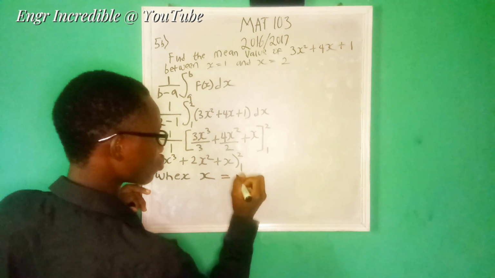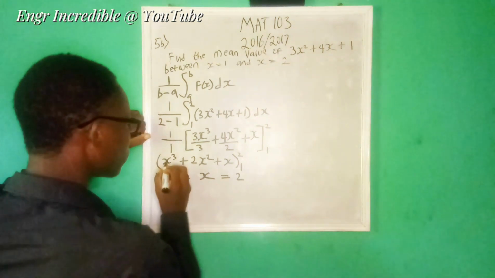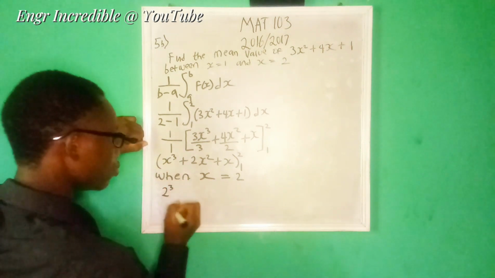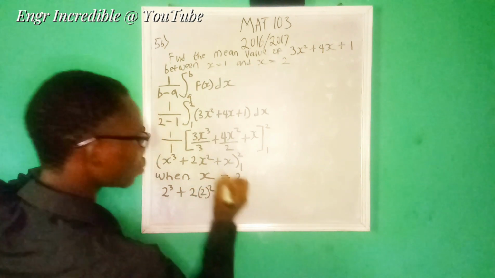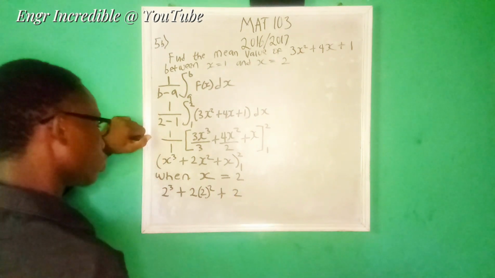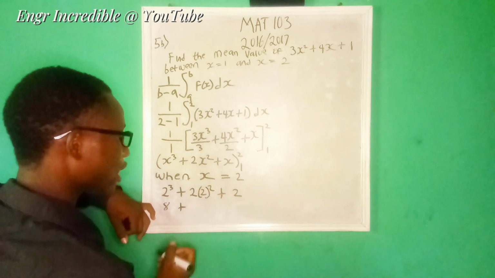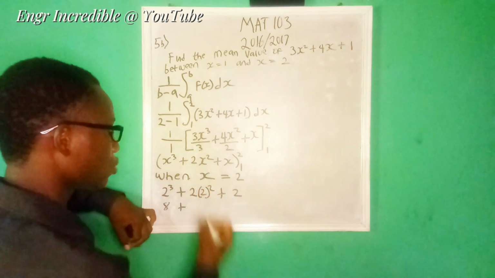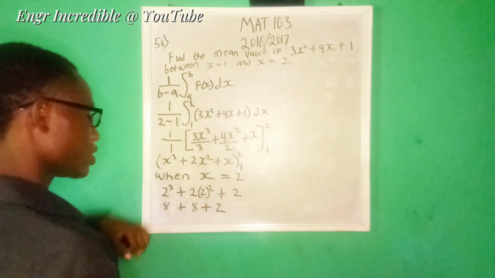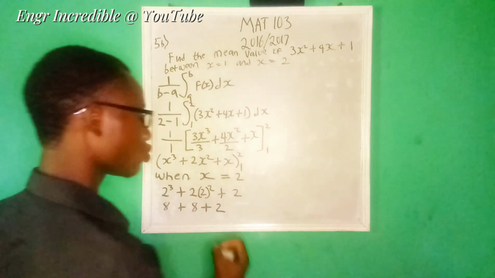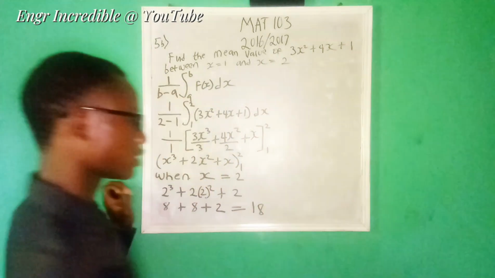Now when x is equal to 2, we will have 2 cubed plus 2 times 2 squared plus 2. So from here, 2 cubed is equal to 8, plus 2 times 2 squared, we have 2 squared as 4, then 4 times 2 is 8 again, plus 2. So 8 plus 8 is 16, 16 plus 2 is equal to 18. So when x is equal to 2, this is giving us 18 as our answer.